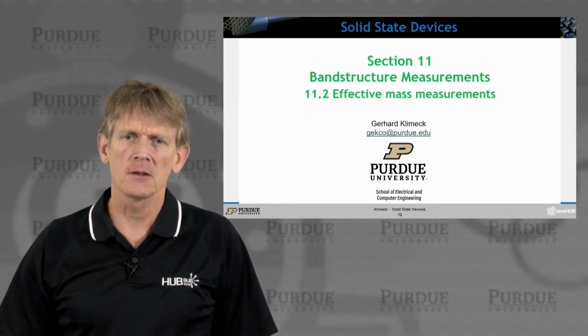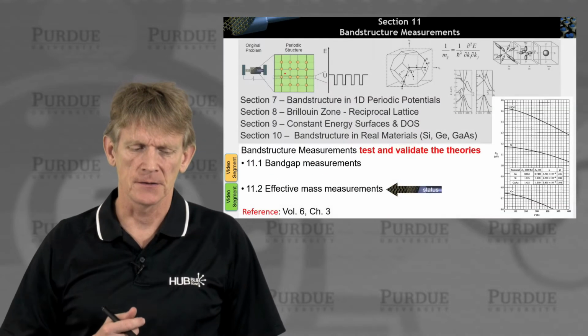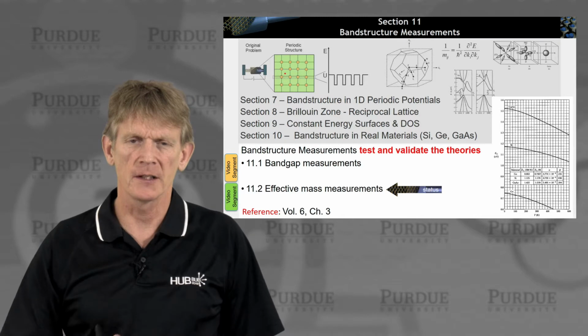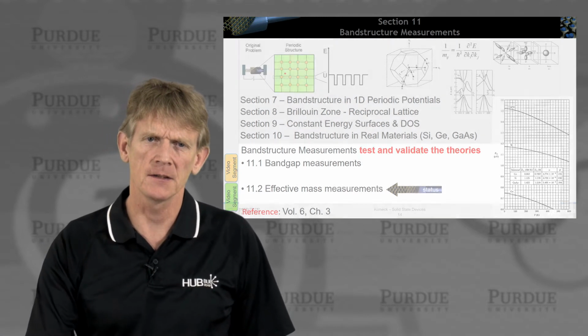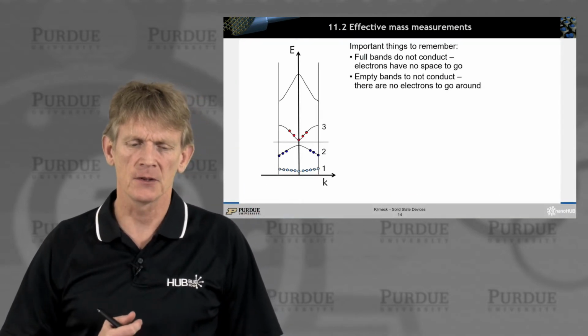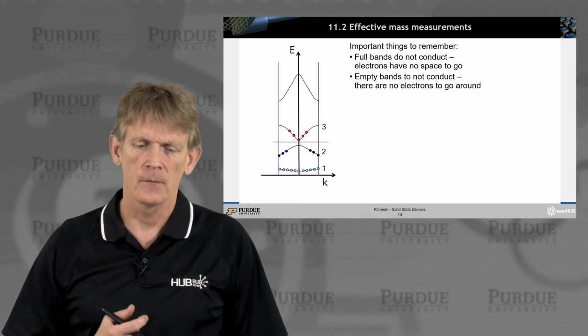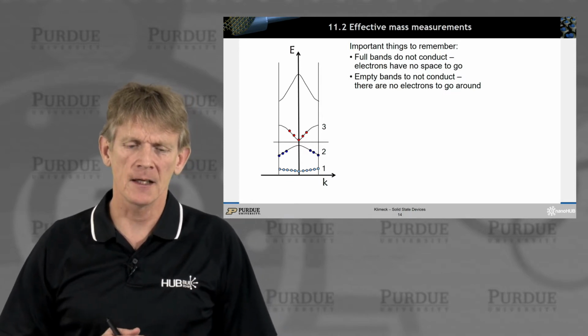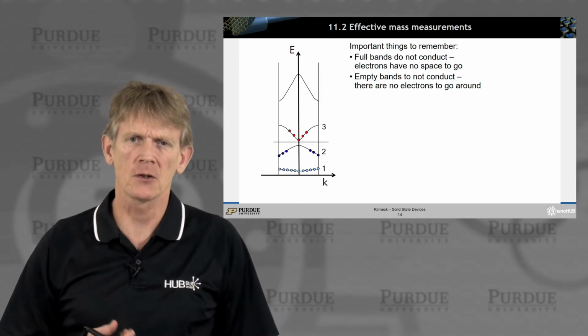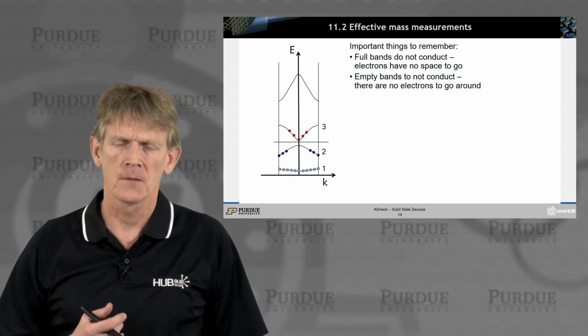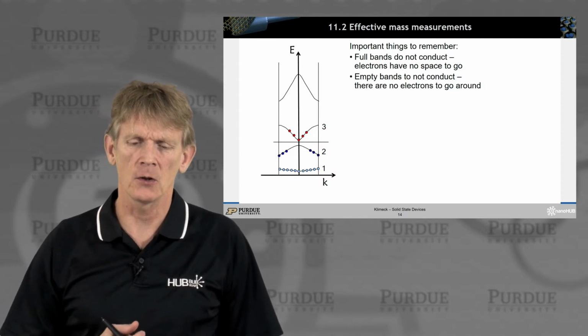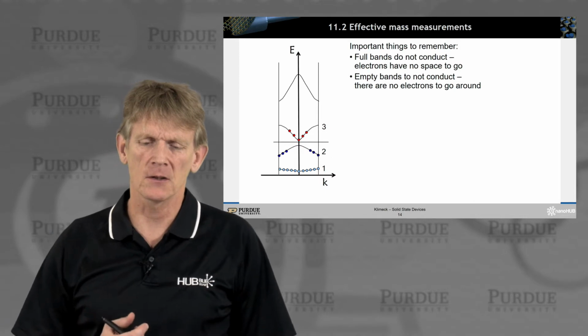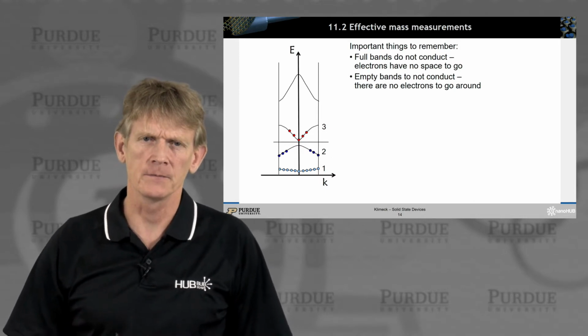Right, so let's look at effective mass measurements. We're really after trying to validate the theories and characterize materials properly. Important things to remember here again: full bands do not conduct because the electrons have no spaces to go. Empty bands do not conduct because there are no electrons that can go around.